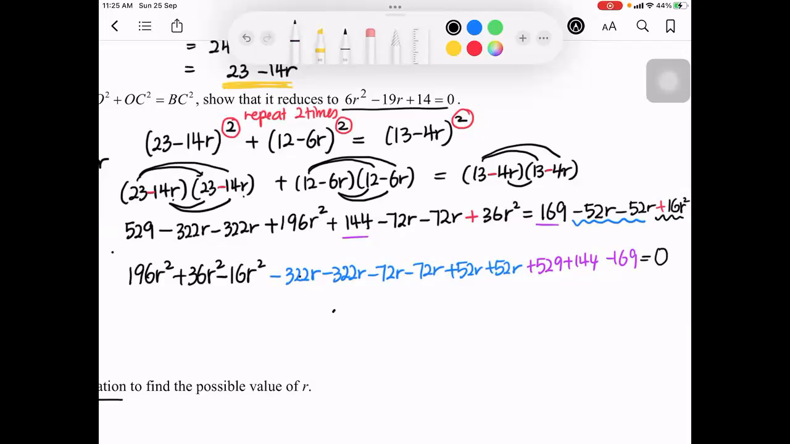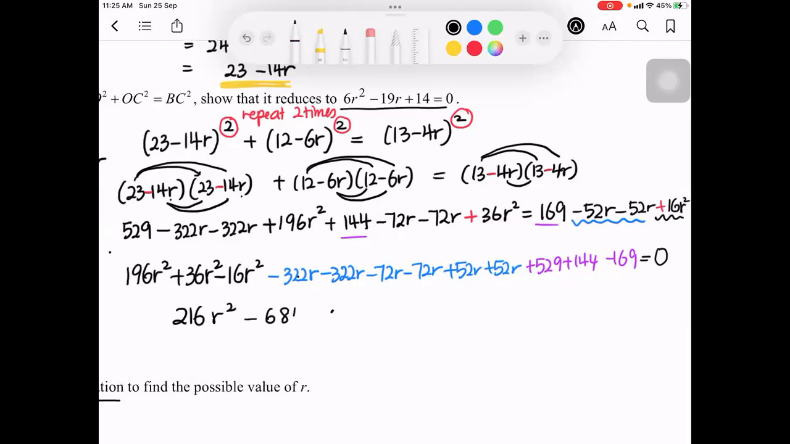196 plus 36 minus 16 is 216r squared. Negative 322 minus 322 minus 72 minus 72 plus 52 plus 52 is negative 684r. 529 plus 144 minus 169, plus 504 equals 0. Okay, finally. But this one here is 6, 19, and 14.